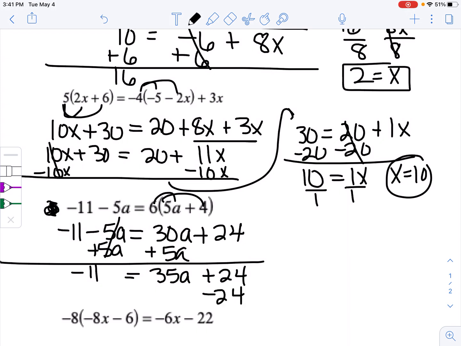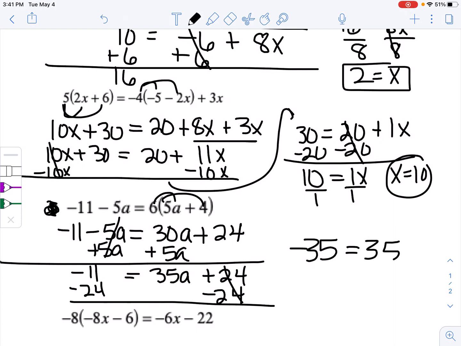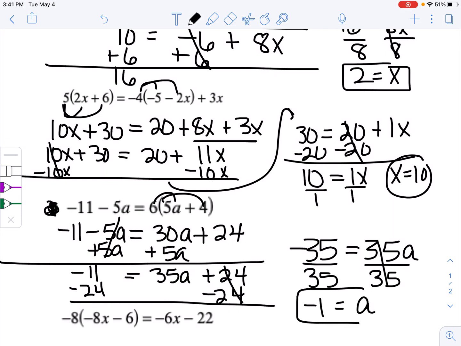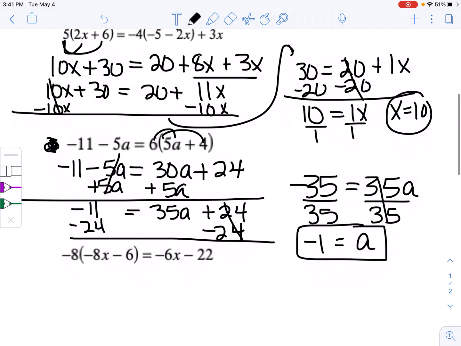I'm going to subtract 24 from both sides. Negative 11 minus 24 is negative 35. And then I'm going to divide by 35, which would give me a negative 1. Negative 35 divided by positive 35 is negative 1.